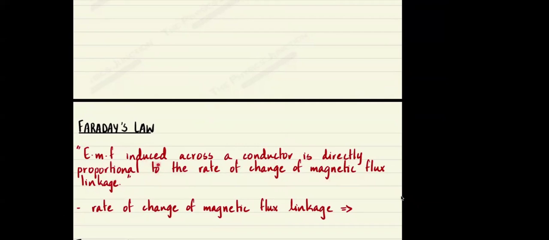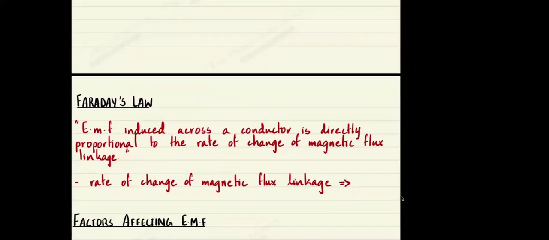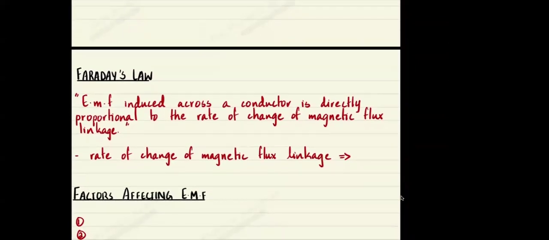So the EMF induced is directly proportional to the rate of change of magnetic flux linkage. Now, what is really the rate of change of magnetic flux linkage? All right, so what is magnetic flux really? Magnetic flux you can just think of as the magnetic field. Magnetic flux linkage means how much of the field is passing through a certain area.